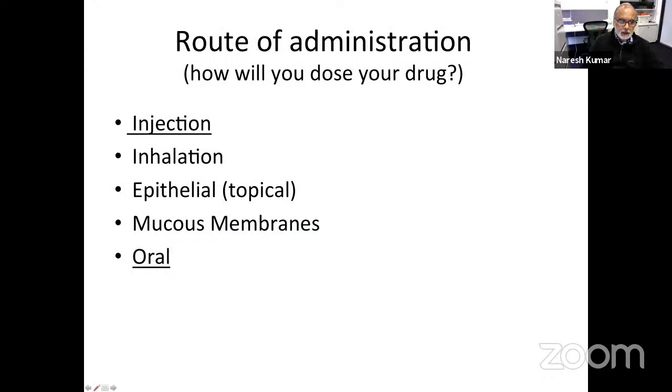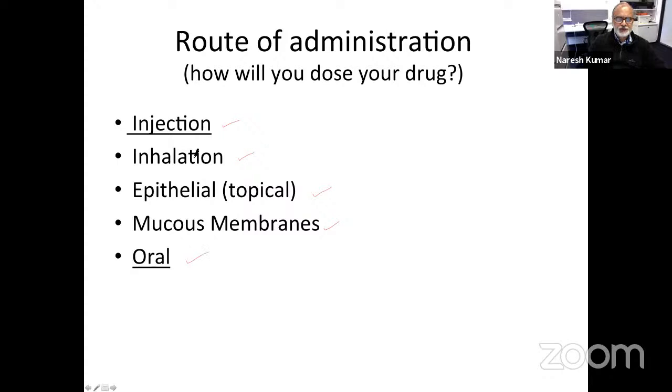Okay, so the routes of administration, as I mentioned, is how you're going to dose your drug. One is simply an injection. We all know about injections because all of us would have had one at one time or another. The drug can simply be inhaled, like a puffer, and I'm going to show you an example of that. It can be epithelial, which means it can be applied topically on the skin. That's a possibility. It can be put under the tongue, on mucous membranes. And oral, obviously, is the way to go, because if you want a successful drug, everybody prefers a drug that can be taken orally rather than given as an injection.